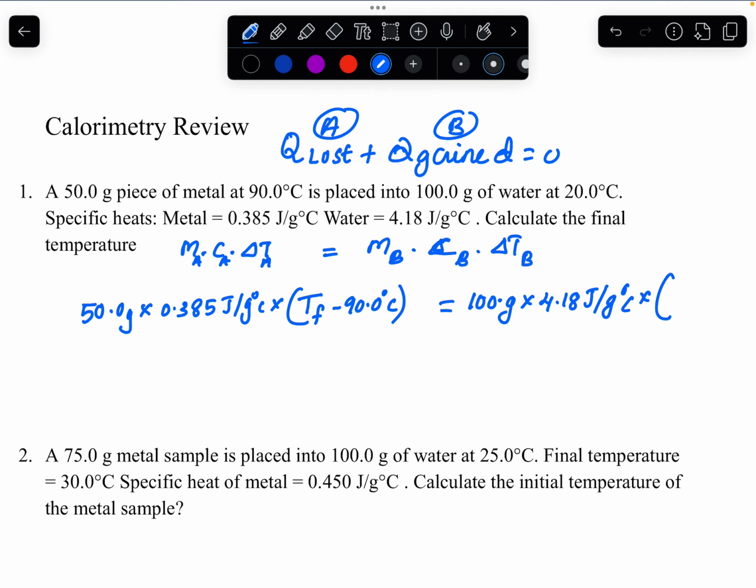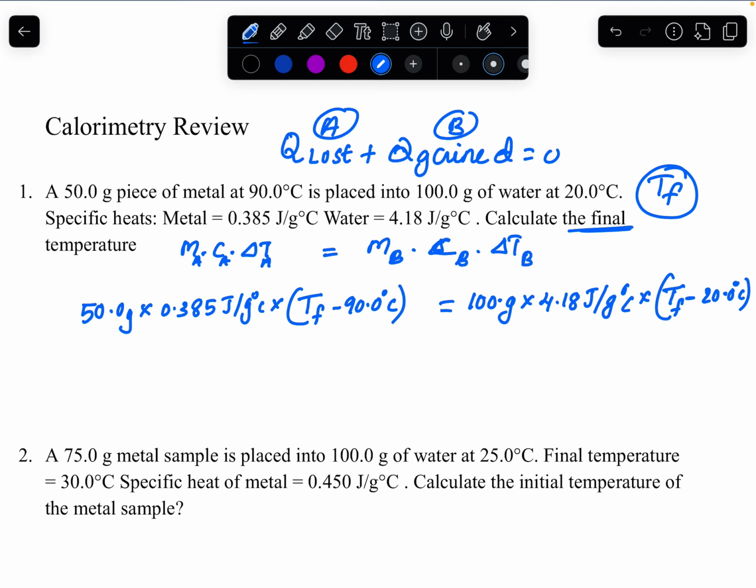Times again the final temperature. I'm writing Tf for both because it is asking for the final temperature. Both Tf will be the same, we know that they are in thermal equilibrium. Tf minus the initial temperature of water, which is 20.0 degrees Celsius. So basically that's it, but it's in algebra. Some of you are struggling, remember last time. So I am going to show you step by step. You can do whatever method you know. This is algebra, just follow the rules.